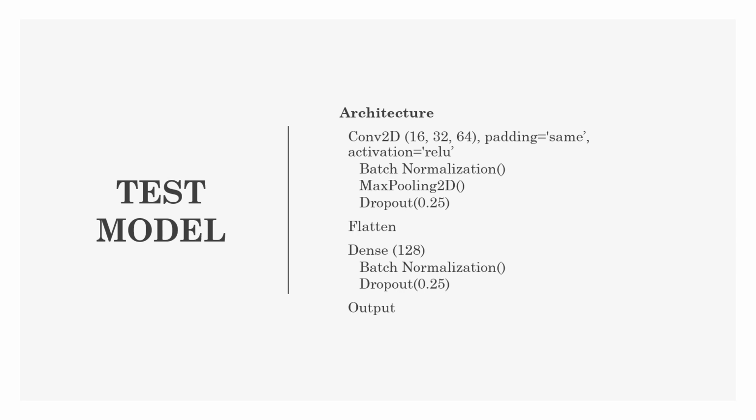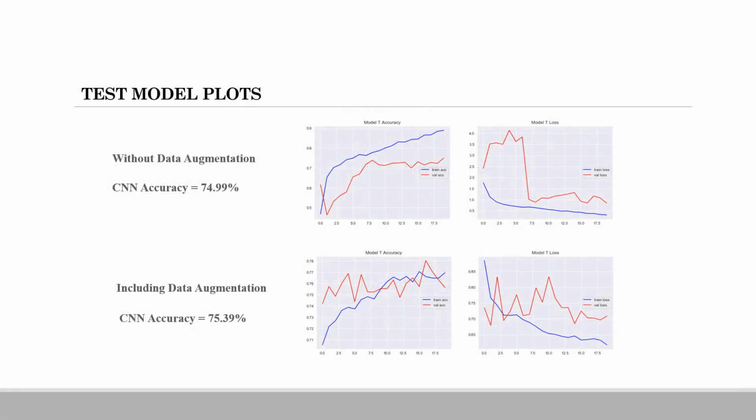A quick look at this test model shows an architecture that is very simple and basic and mostly provided here as an example starting point. These plots show the test model performance without and with data augmentation. It's clear that a deeper and more complex built model will be necessary. It's obvious from these plots that overfitting is going to be a big problem.